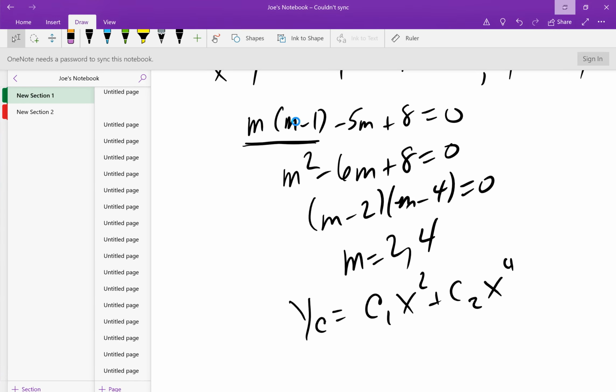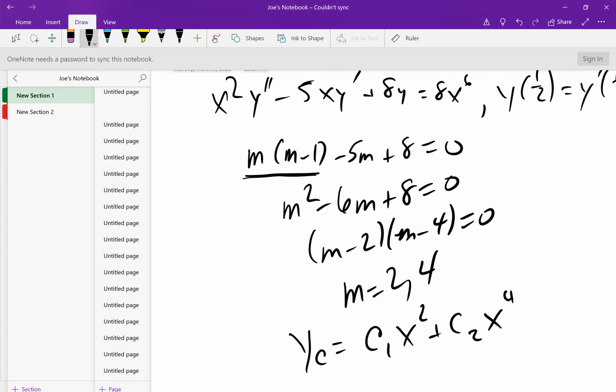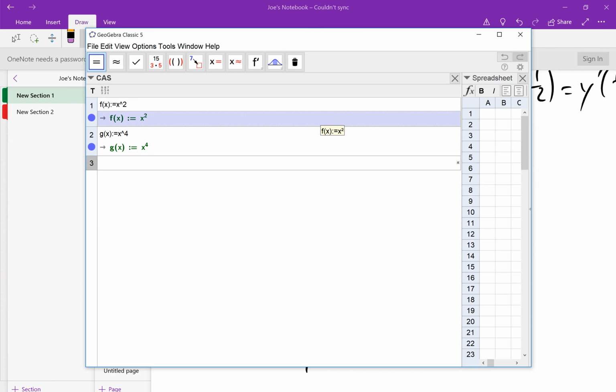We also need to set our function for the right-hand side of our equation. Just to remind ourselves, this was a Cauchy-Euler equation, and the coefficient on the highest order term was not 1. So before we define our h of x in GeoGebra, we need to divide both sides through by that x squared. When we do that, on the other side we'll get 8x to the fourth. That will be what we use for h of x. So typing that in, our h of x equals 8x to the fourth, not 8x to the sixth.